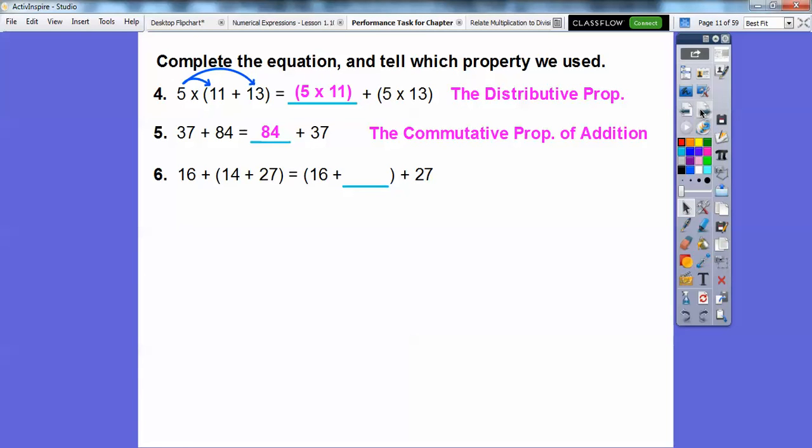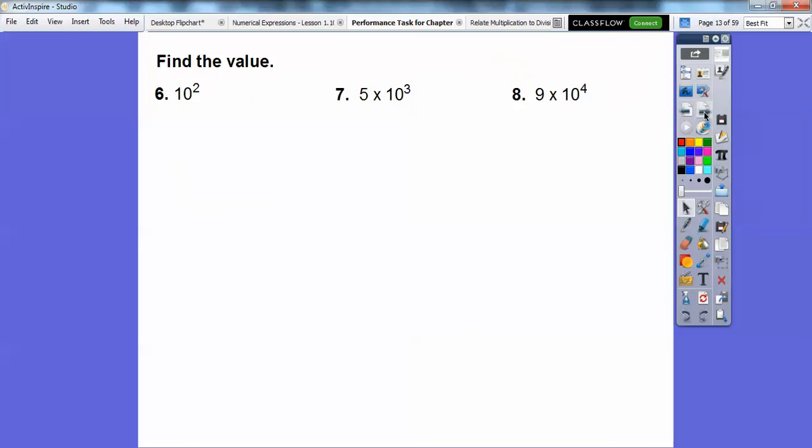How about this one here? Here we have 16 plus the quantity 14 plus 27 in parentheses, and then we move the parentheses, so we're going to put the 14 right here. This one's called the associative property. Instead of associating these two numbers first, we're going to associate 16 and 14 first, because 16 plus 14, those are nice numbers. They add up to 30, so 30 plus 27. This sum would be 57. It'd be easier to add 16 and 14 first. Associative property, so that's the answer.